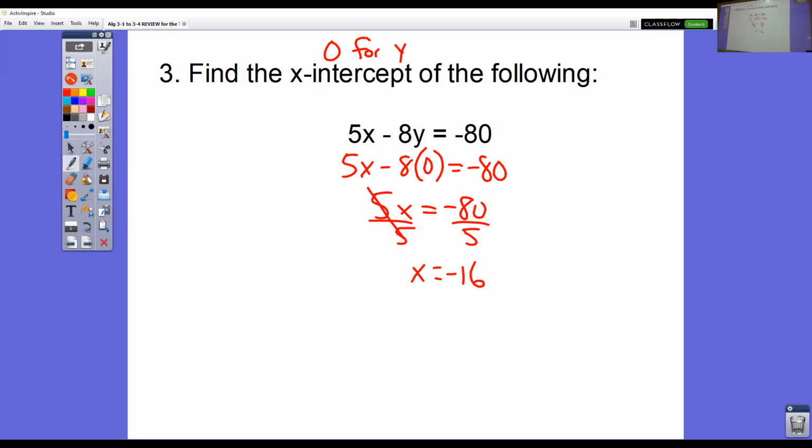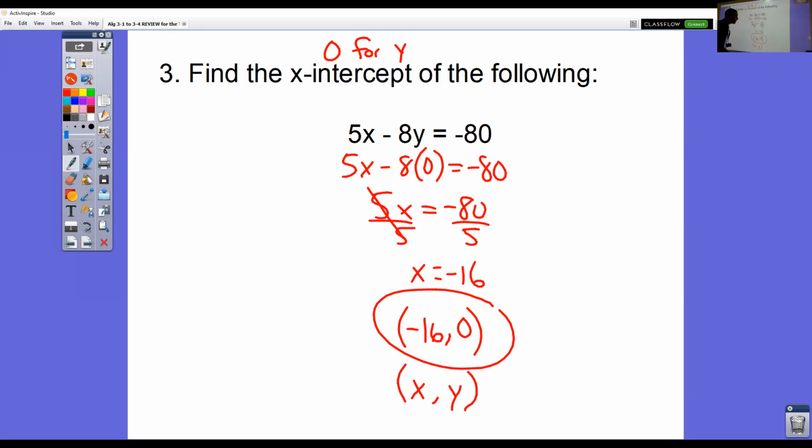Again, just like with the y-intercept, negative 16 is not our answer. If you're asked to find the x-intercept, remember all points are written x comma y. So we subbed in a 0 for the y. So our x-intercept is really negative 16 comma 0. Remember, all points are always written x comma y. So our x value was negative 16. That's the number that goes first.